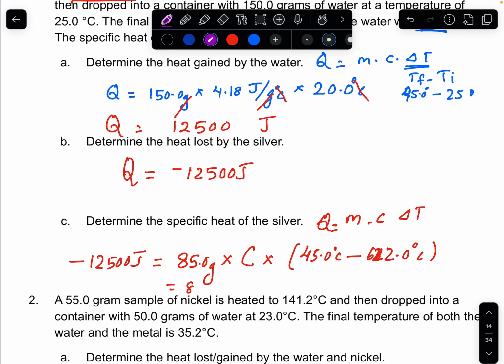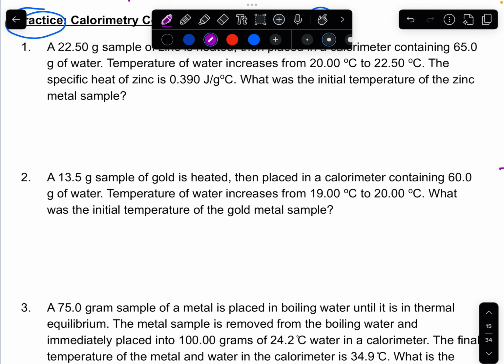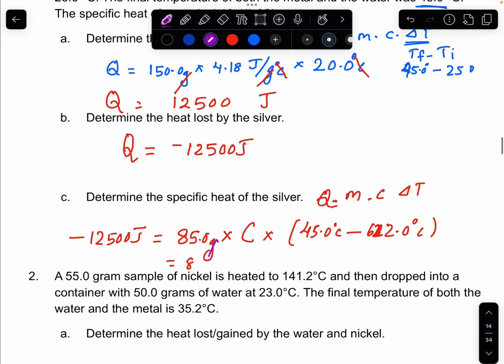Okay, let's cross the units out. Yeah, the units are staying, it is not crossing out. Okay, that's good. So you are going to multiply 85 times what is the 622.45 difference. Calculate that on a calculator. 45 minus 622, so that is 577, and the units are gram and degree Celsius here.